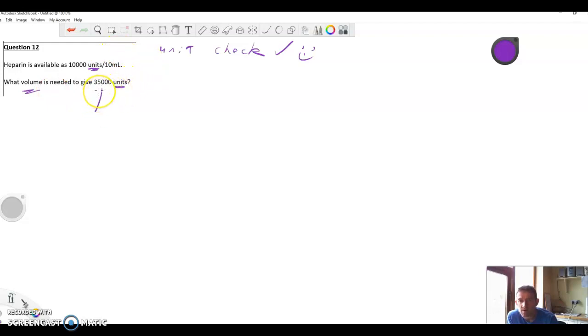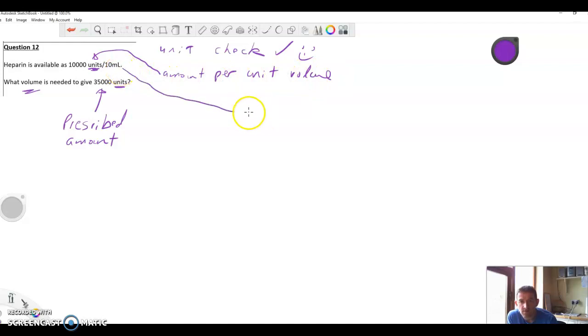This here is the prescribed amount. It's 35,000 units. This is the amount per unit volume, 10,000 units. That's the amount for each unit, the amount per unit of volume. And finally, 10 mils is the unit volume. So those are the three numbers involved in the formula.